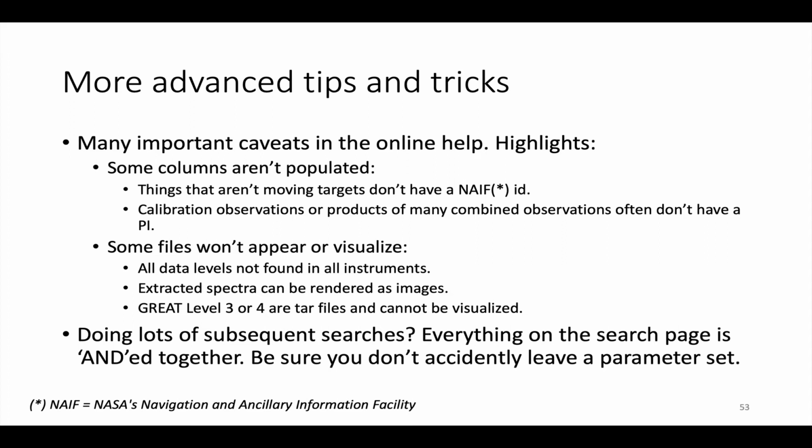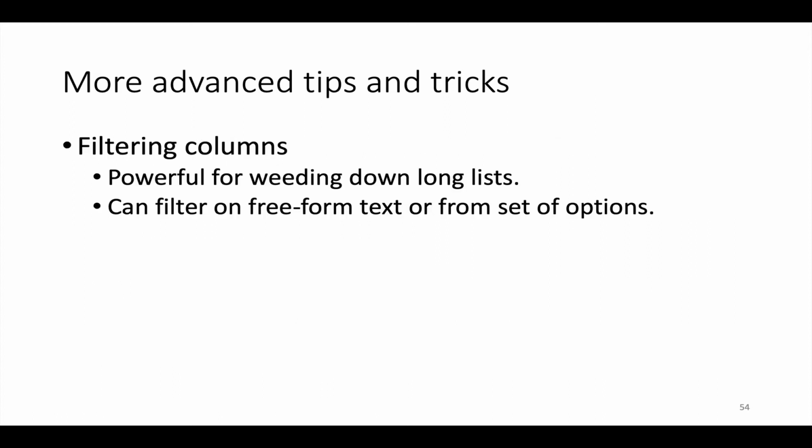If you're doing lots and lots of searches, when you go to this main search page, everything is anded together. So if you search on, say, data over a particular year from a particular instrument, then you go back and search again without restarting the tool and pick a different instrument, it's going to remember that time constraint. That time constraint is still going to be in there. So you need to make sure that you don't accidentally leave a parameter set on subsequent searches.